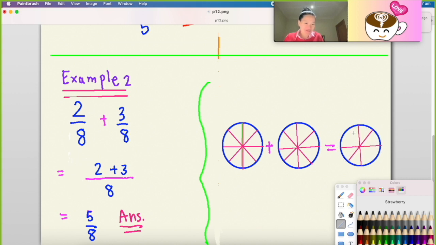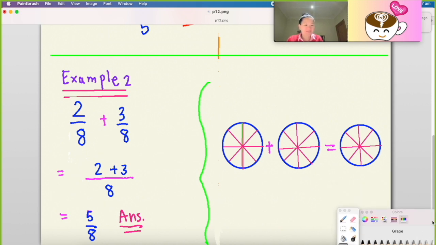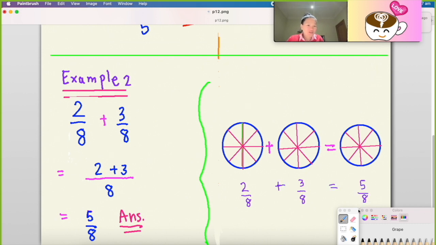Chris, are you okay with how you draw it? Okay. 2 out of 8 looks like this. Let me show you. We have 2 out of 8, plus 3 out of 8, and it equals 5 out of 8. Is it true or not true?